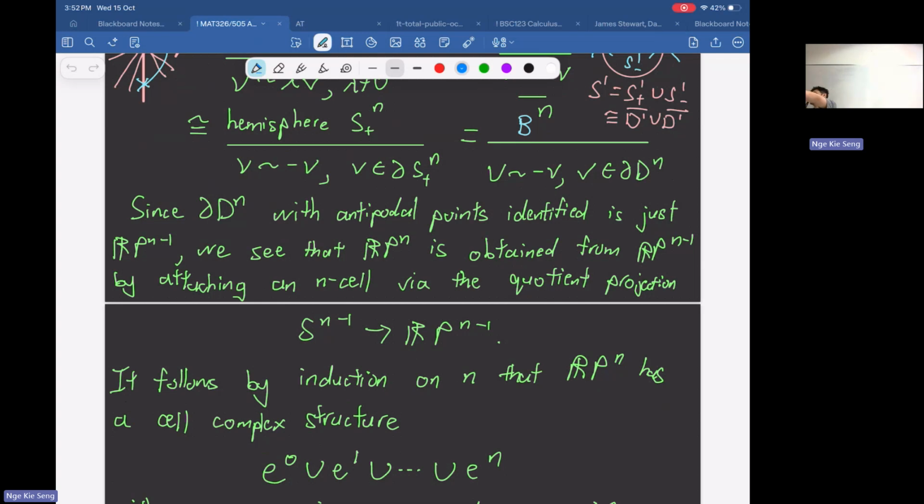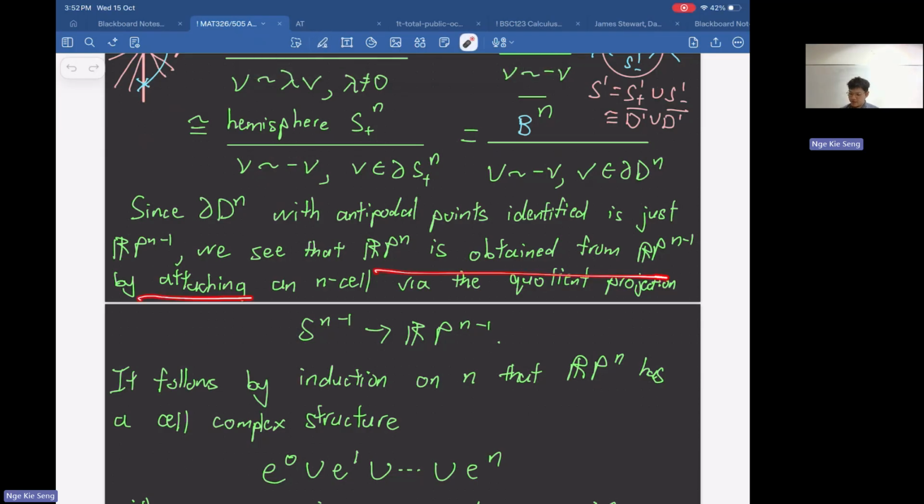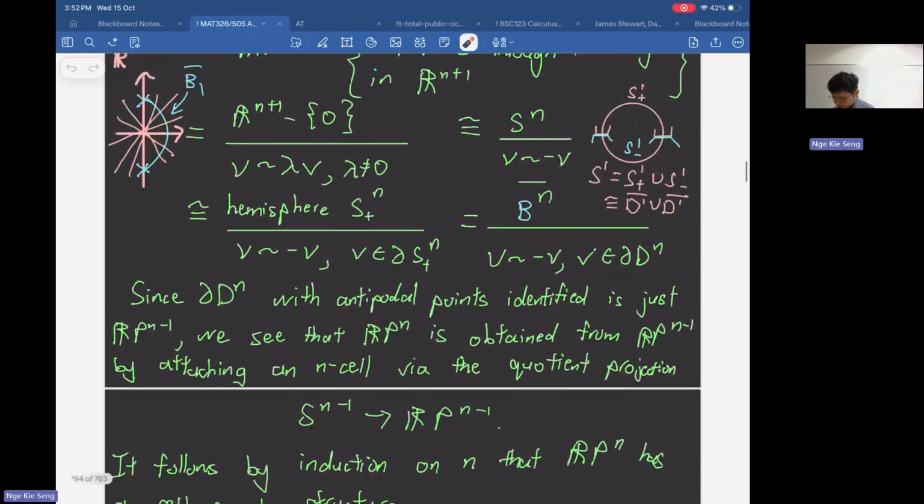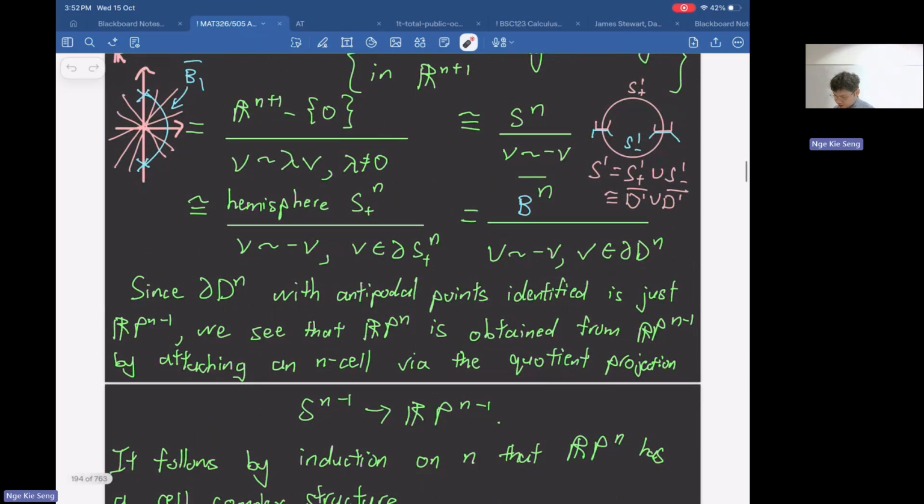So how do we deal with this? Let's quickly finish it. From here, what we see is actually RPN. RPN is obtained from RPN minus 1 by attaching an N cell via the quotient projection here. How do we see this? I think we should see it from this last one. This last one is important here because this BN is the N cell.